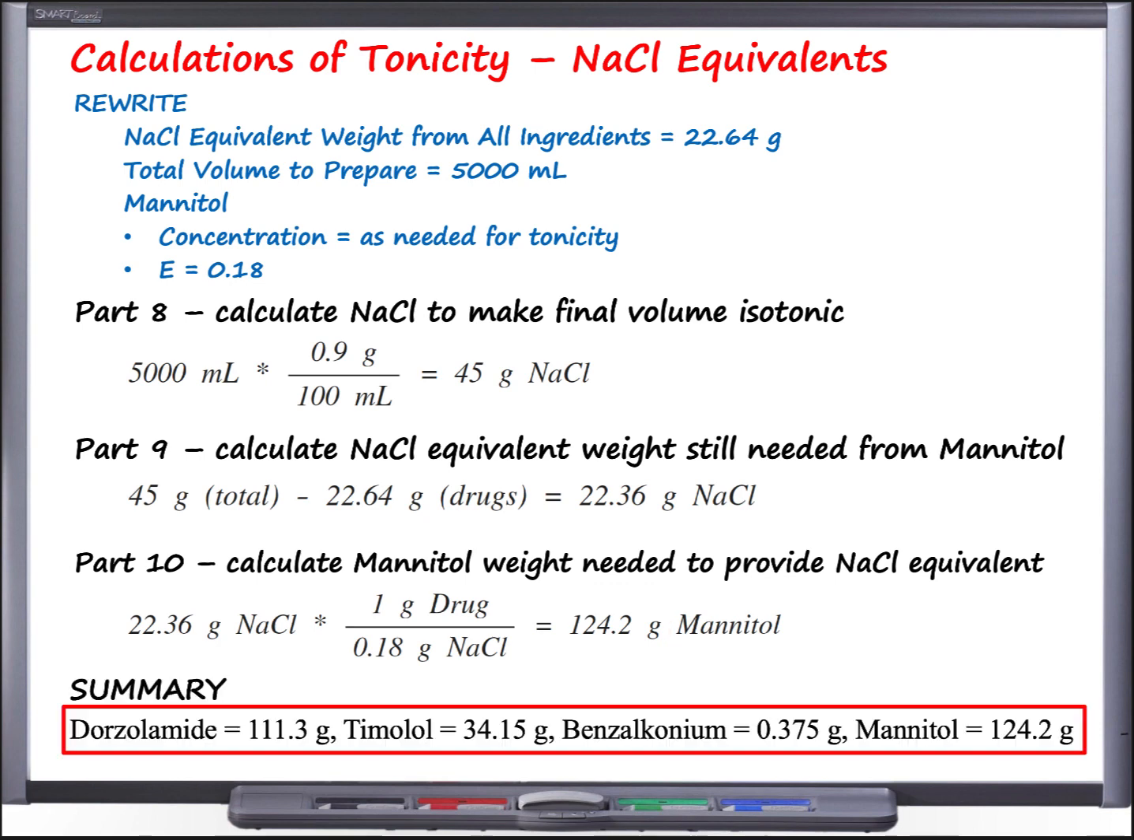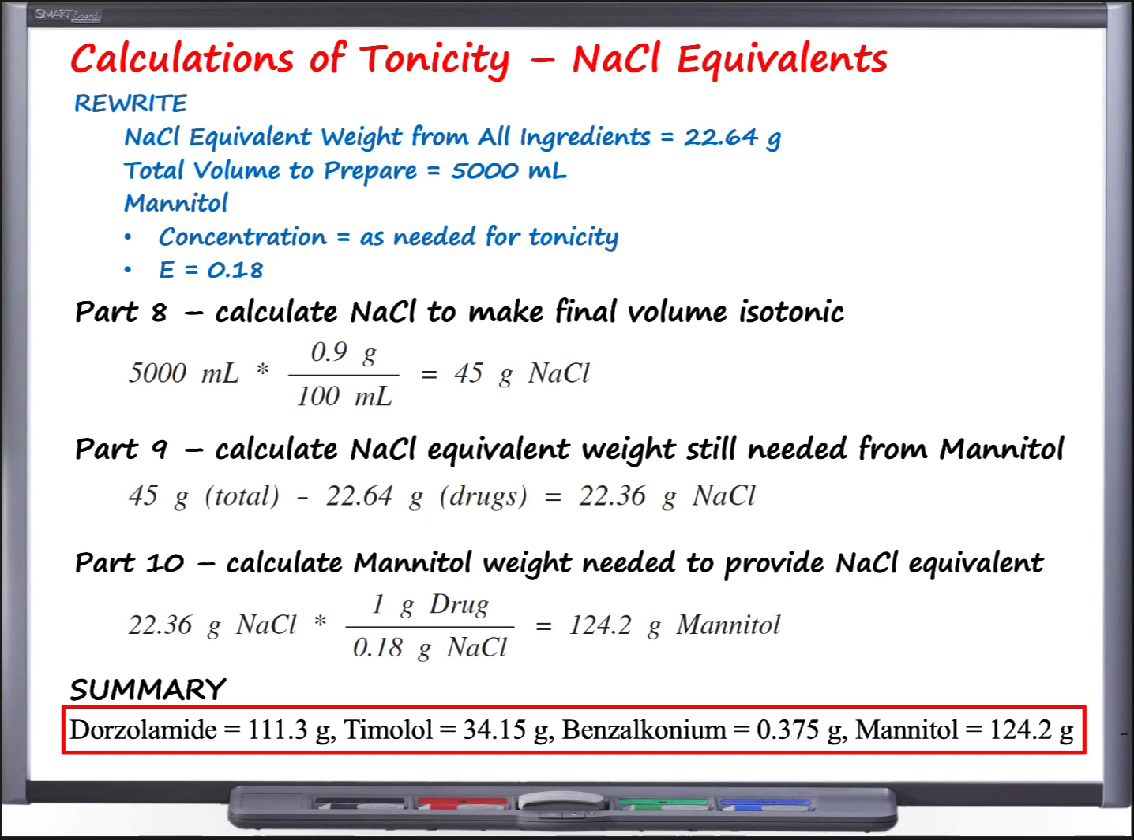Remember, we wanted to make 5,000 milliliters of this solution. All right. To do that, to make the right drug concentrations for our active ingredients, we would need to put in 111.3 grams of dorzolamide and 34.15 grams of timolol and 0.375 grams of benzalkonium. Those three things dissolved in and dispersed in 5,000 milliliters would produce exactly the therapeutic concentrations I desire.